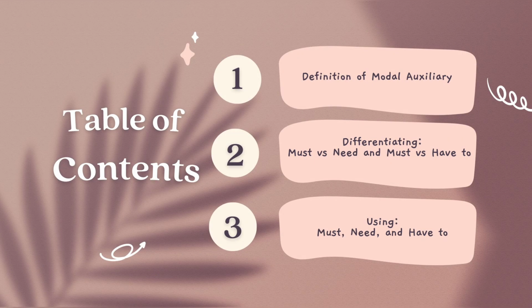Before getting into the discussion, let's first look at the table of contents of my presentation. Here there are 3 discussion sessions. The first is definition of modal auxiliary. The second is differentiating must versus need and must versus have to. And the last is using must, need, and have to.